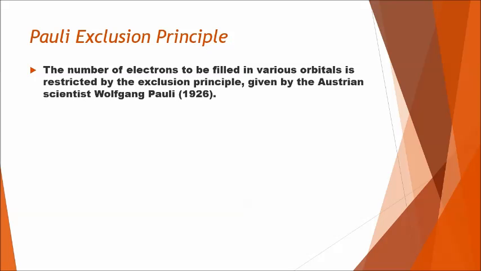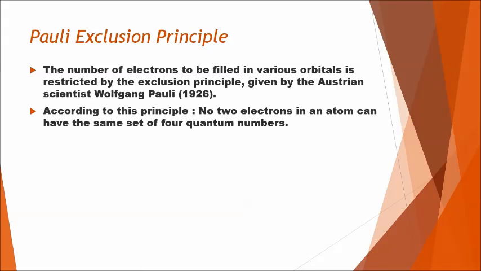The next one is Pauli's exclusion principle. The number of electrons to be filled in various orbitals is restricted by the exclusion principle given by the Austrian scientist Wolfgang Pauli, 1926. According to this principle, no two electrons in an atom can have the same set of 4 quantum numbers.